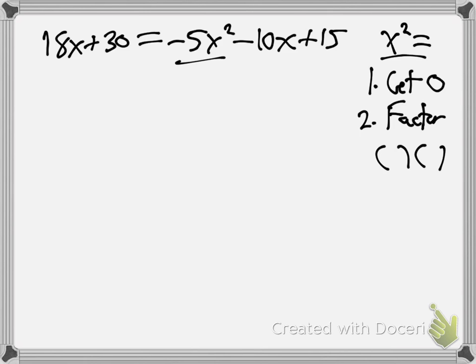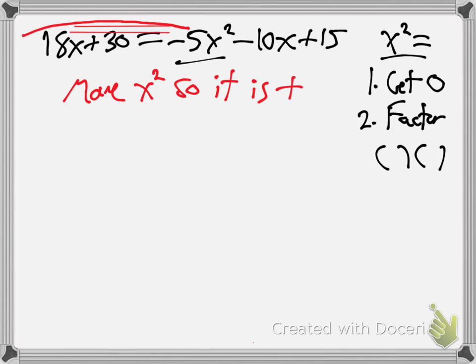Well, not only that, you want to get x squared. I'm going to move x squared so it is positive. So I want to grab this minus 5x squared and jump it over here. And I want to grab this term and jump it over here, and grab the 15 and jump it. I want to jump all three of them to the left side.